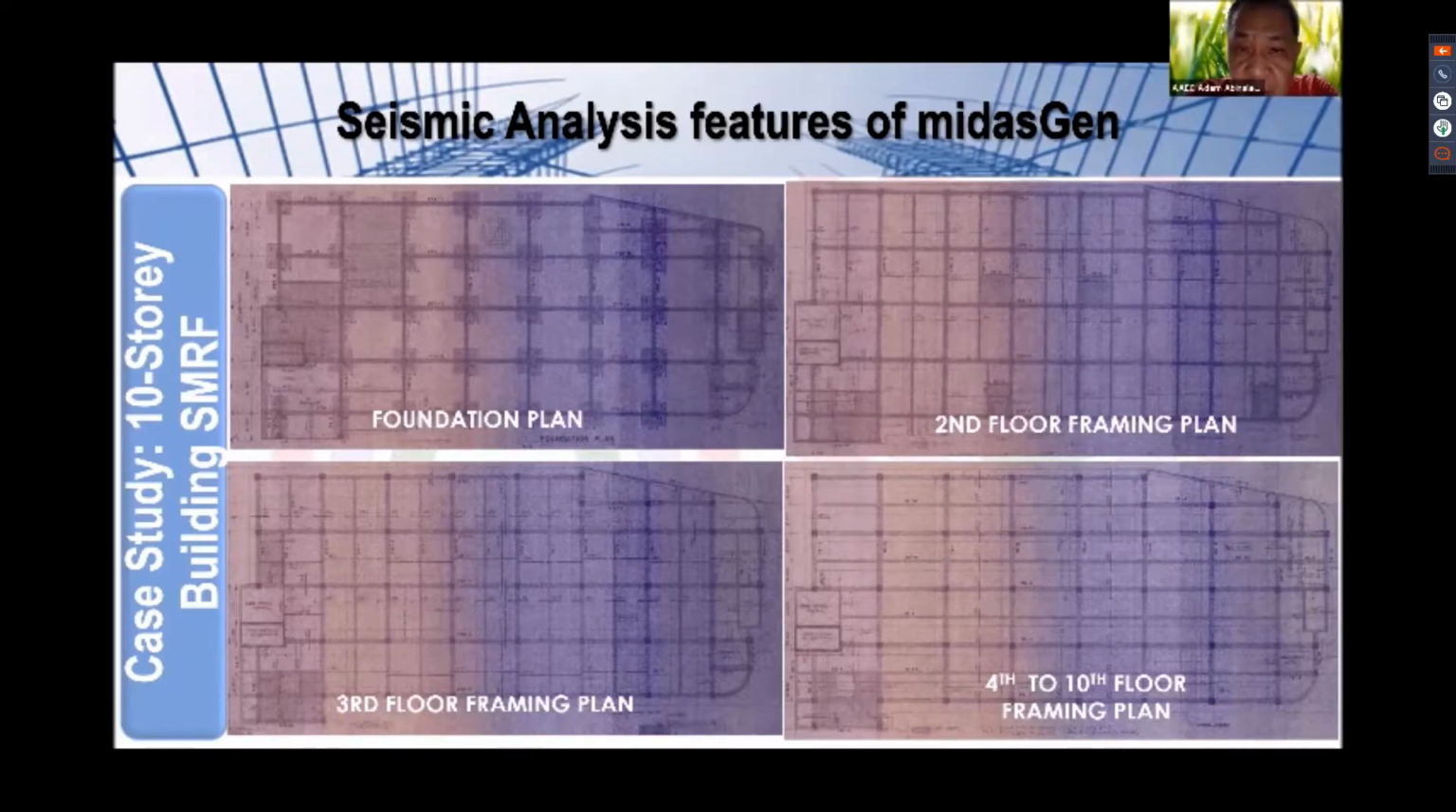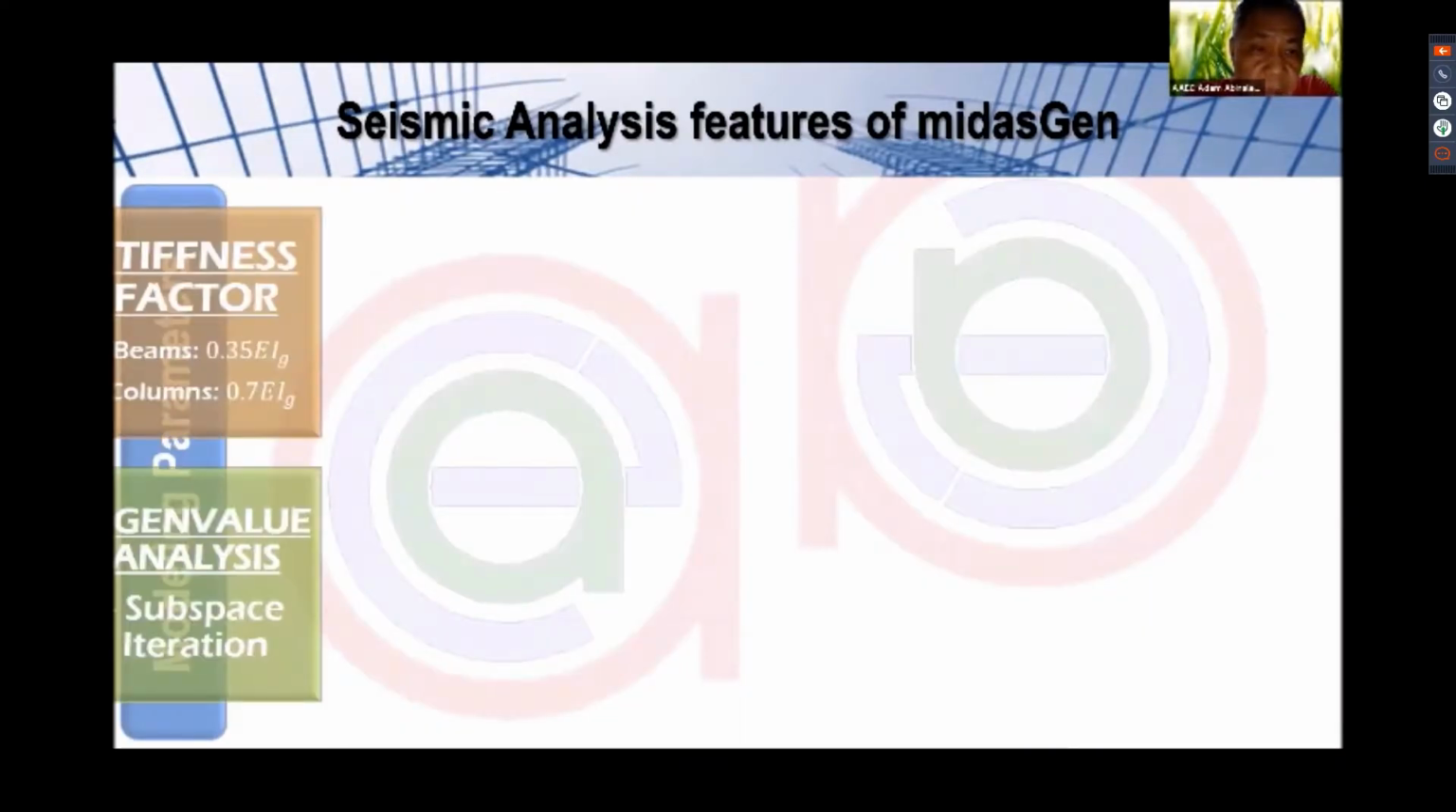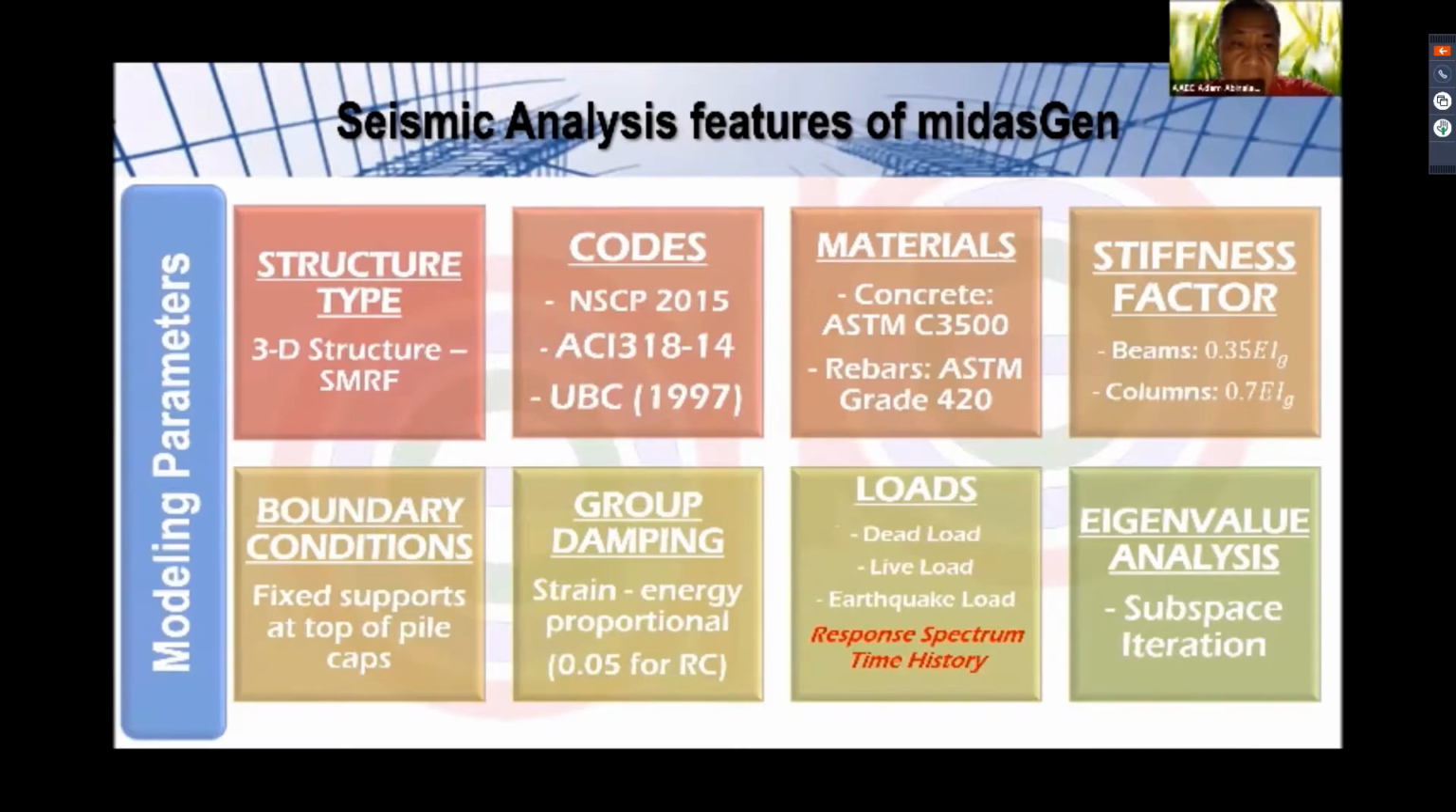Well, basically, these plans are, according to the source, the as-built construction plans, which we use in doing the modeling of the existing building. Now I'm going to show to you the modeling parameters. First, of course, we define the structure type. This is a three-dimensional structure, and we model it as a special moment resisting frame.